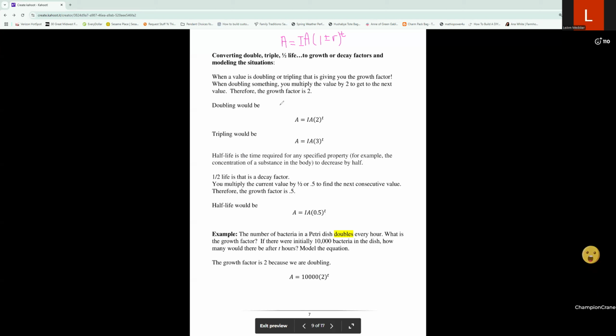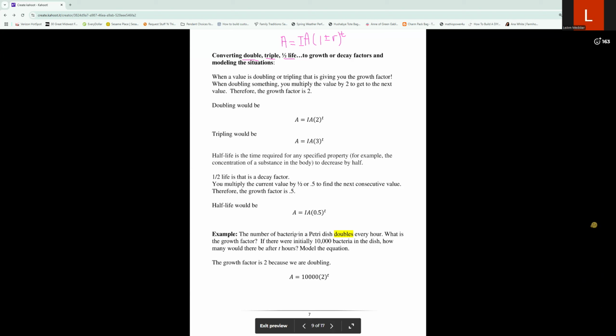Now, there's a special type of wording that we use for a couple of these growth factors and decay factors. They can use the word double, triple, or half-life. If they say doubling, they're telling you the growth factor is 2. If they say tripling, they're telling you the growth factor is 3. So you're just putting that in. The 1 plus r part has already been done. A half-life would then be a decay factor since it's less than 1. So we would just be putting in either a half or 0.5.